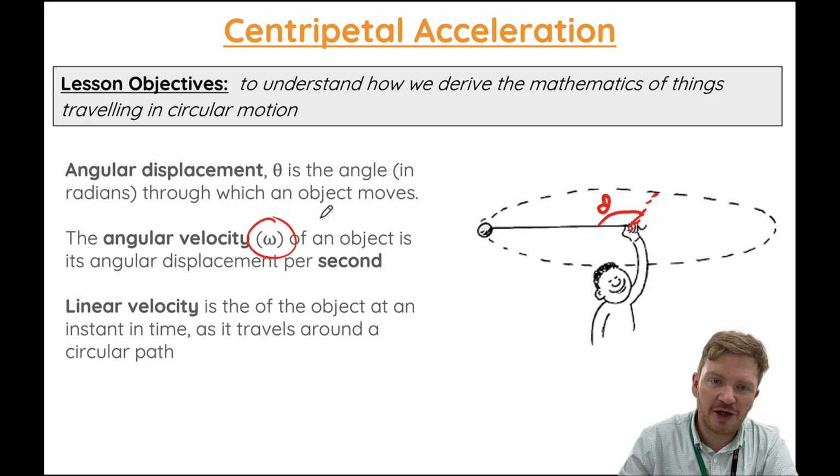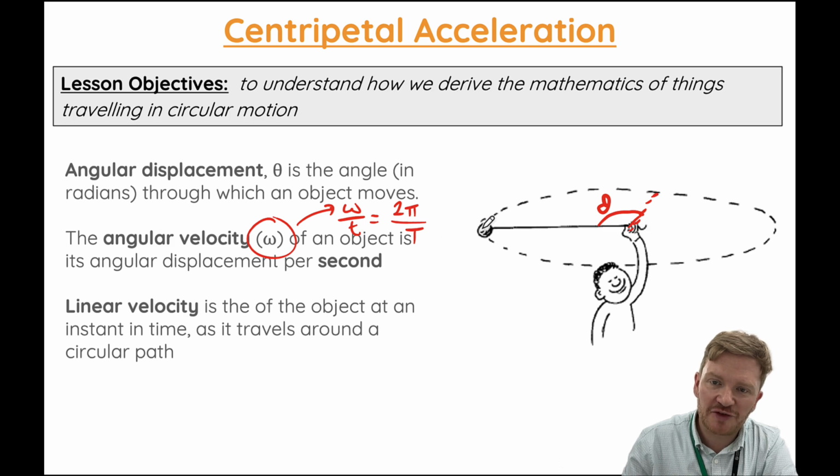Angular velocity, omega, that's how much angular displacement it's doing per second. So I could write that as something like omega equals theta over little t, so if it moves through an angle theta in time t, it would be theta over t. I could also say if it does a full circle, then obviously it's covered 2 pi radians, and it will do a full circle in its time period, so I can also say omega is 2 pi over big T, where big T is the time period for one complete revolution.